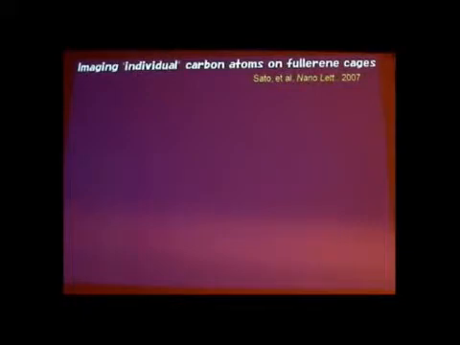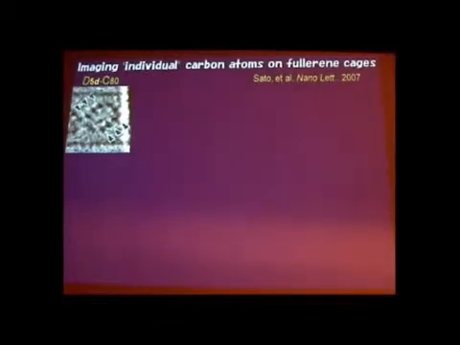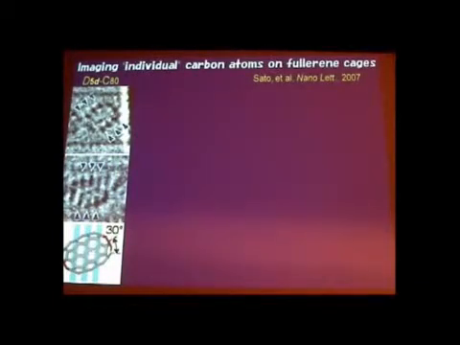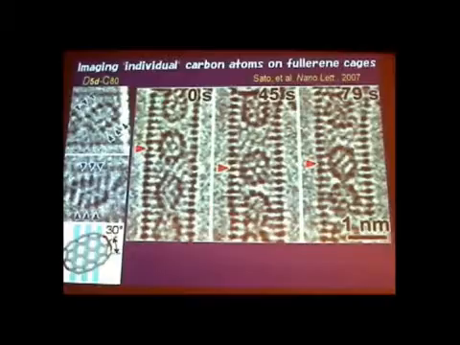Then the fullerene peapods. Okay, so the first one is just the imaging. This is the C80 molecule. The C80 molecule is like that. And these are images. Here I'm going to talk about molecular structure analysis using high resolution transmission microscopy. So we have the single carbon nanotube. Inside, we have C80 molecules. Okay, that's a peapod.